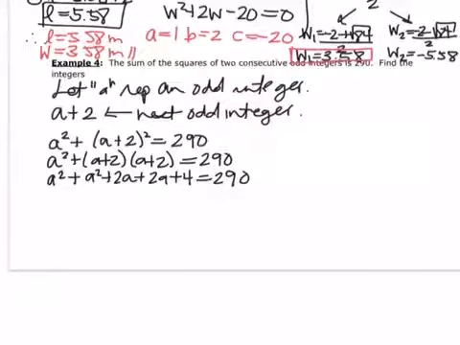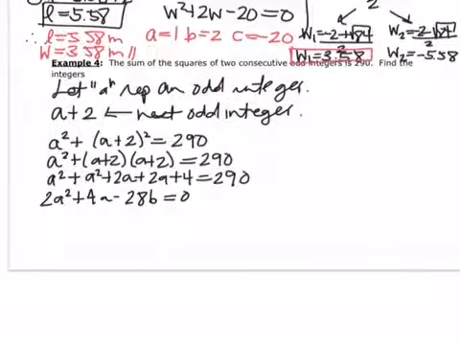So I can already see that I have way too many a's going on here. I have a squares, I've got a's. I'm not going to be able to just use simple solving methods. I know I'm going to have to use either the quadratic formula or factoring. So I'm going to bring this 290 onto the other side, and let's continue to collect like terms. So we will have 2a squared plus 4a. And when I bring this 290 onto the other side, I'm going to have 4 minus 290, which is going to be negative 286.